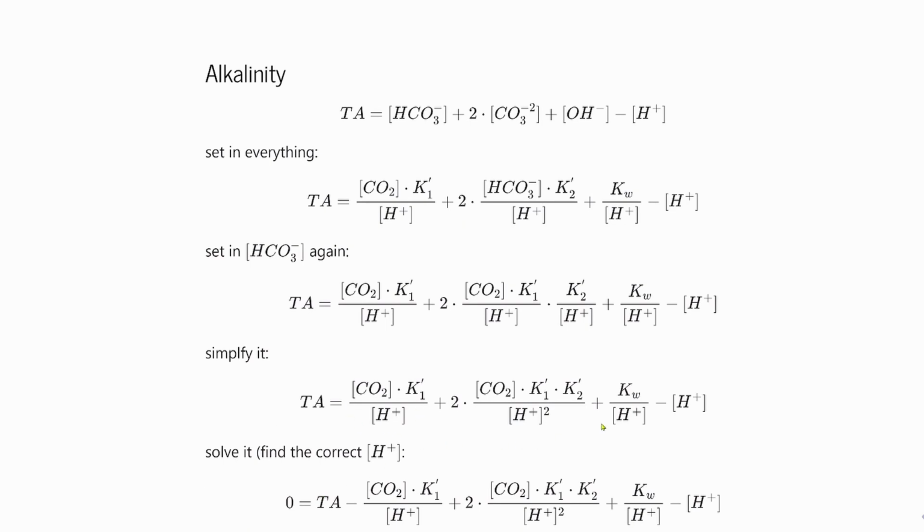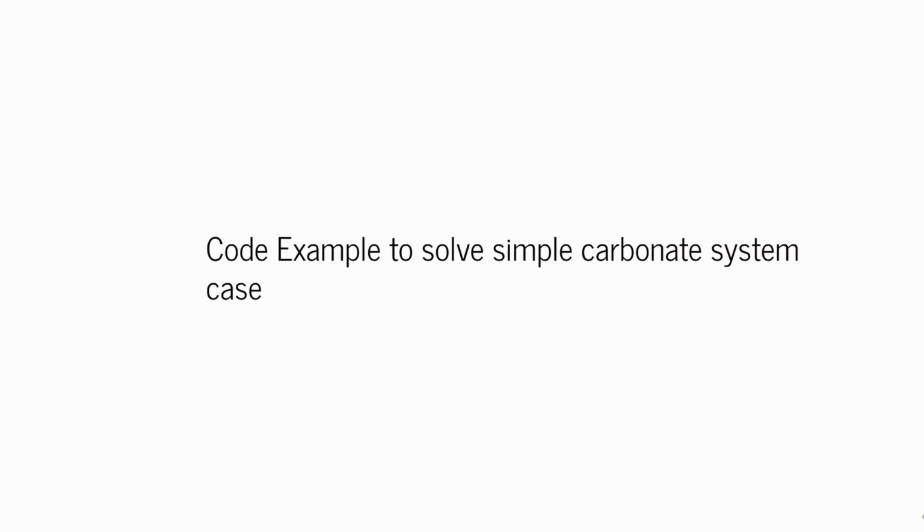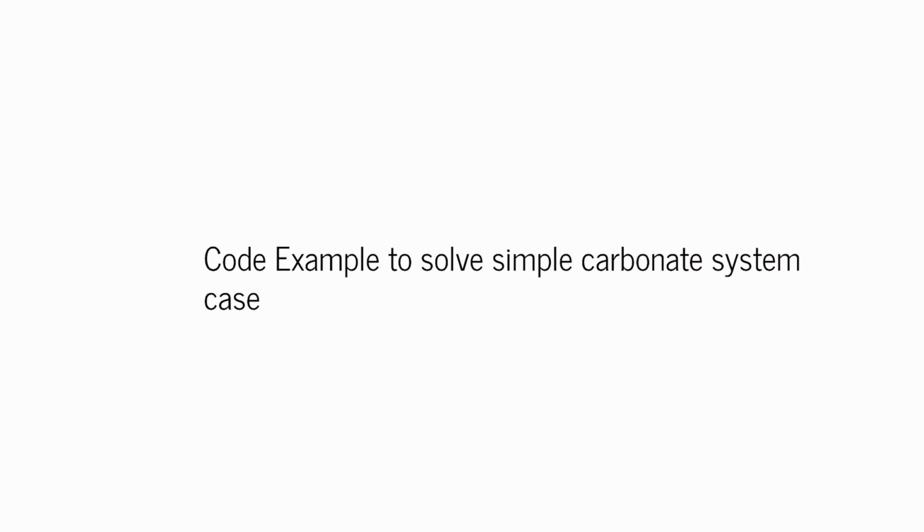So how are we gonna solve it? First set it to 0. So this whole term, alkalinity that we set in, minus this whole term, that should be 0. So for what H+ is this term 0? This is an equation that you cannot easily solve analytically, so that's why I would use fsolve from SciPy and make it with Python. Okay, and now I'm gonna show you how to solve the system from scratch with Python in my case.